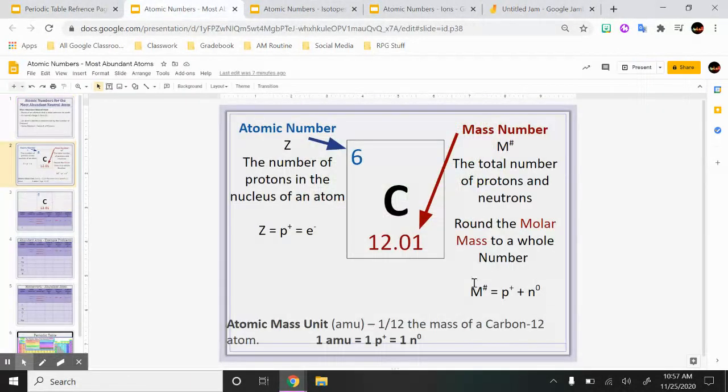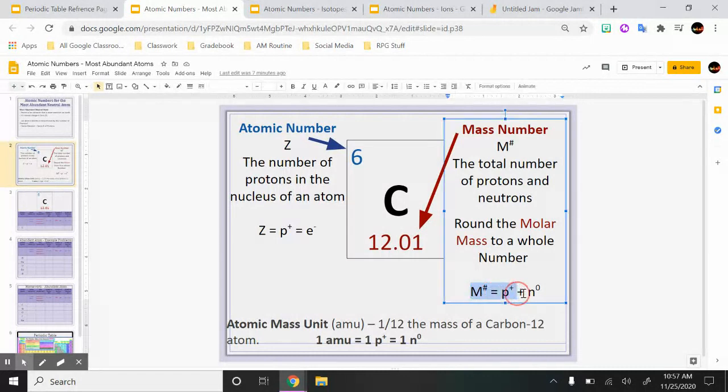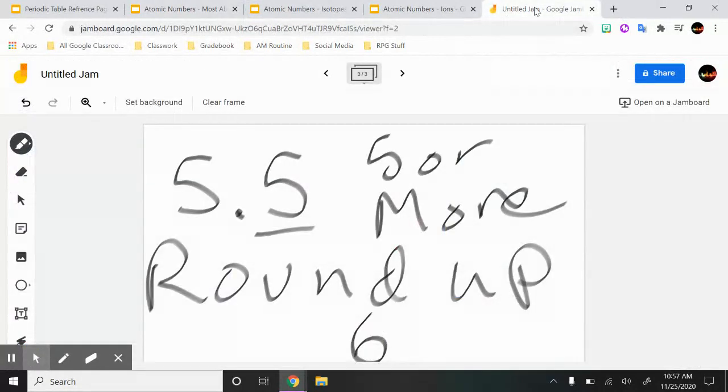Okay, now the only other thing we need to talk about with the mass number is how we find the number of neutrons. So we've talked a little bit about how mass equals protons plus neutrons. So we know how to find the number of protons. We know how to find the mass. So if we rearrange this equation, we can figure out how to find the number of neutrons.